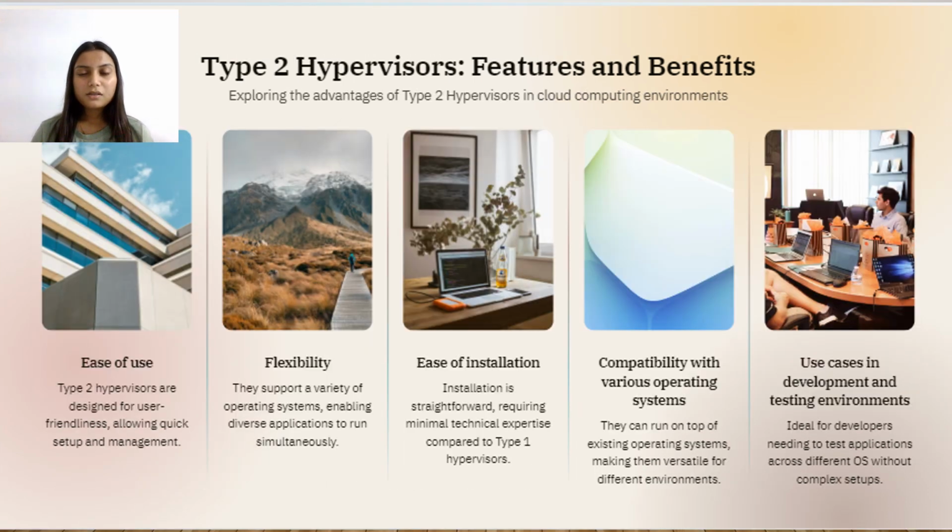Type 2 hypervisors' features and benefits are ease of use. Type 2 hypervisors are designed for user friendliness, allowing quick setup and management. Then flexibility, they are flexible. They support a variety of operating systems, enabling diverse applications to run simultaneously. The third one is ease of installation. Installation is straightforward, requiring minimal technical expertise compared to Type 1 hypervisors. Compatibility with various operating systems, they can run on top of existing operating systems, making them versatile for different environments.